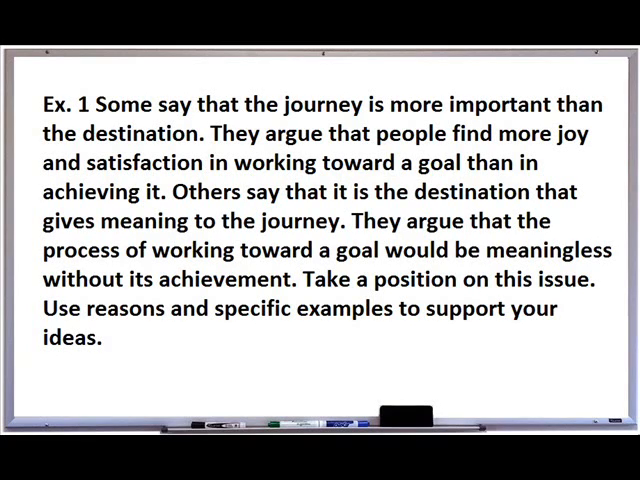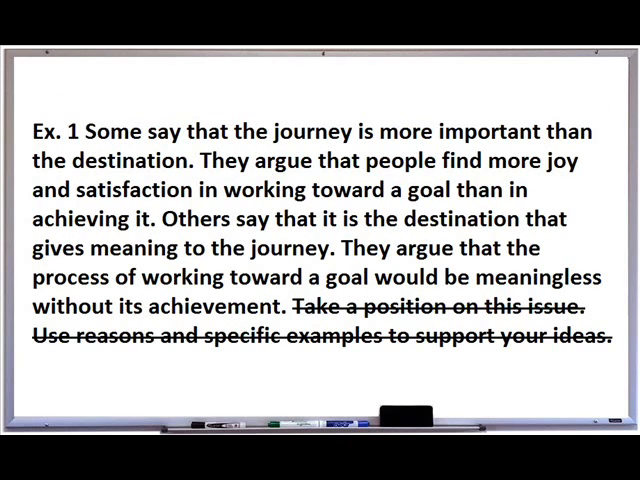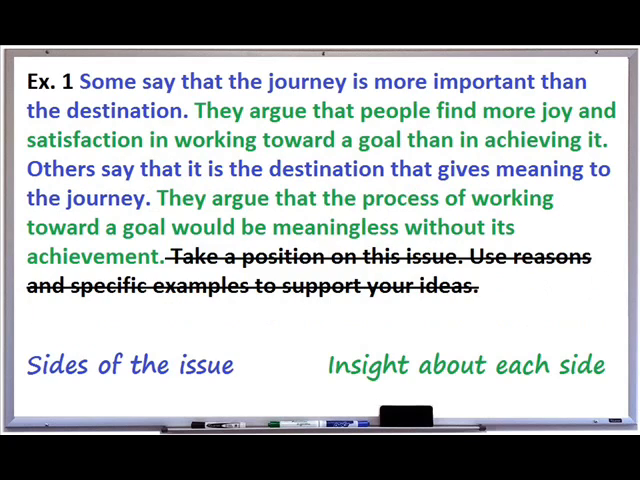In this case, we have no question mark to indicate what the prompt is asking us, so we have to read more carefully. The clear instruction at the end of the prompt is to take a position on the issue and use reasons and specific examples to support your idea. You'll find that almost every single prompt asks you to do that, so you don't need to focus on that part. What we're left with is 2 sides of an issue.